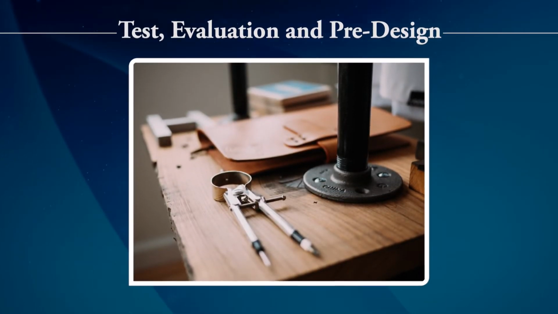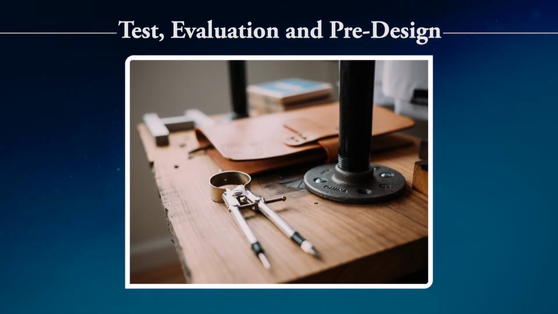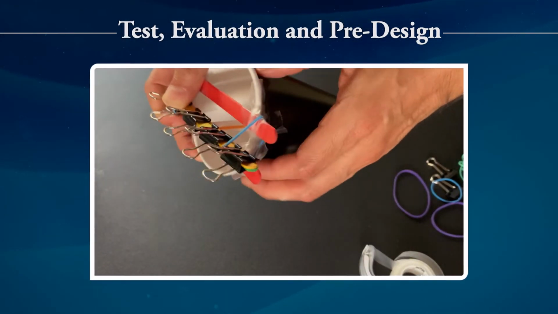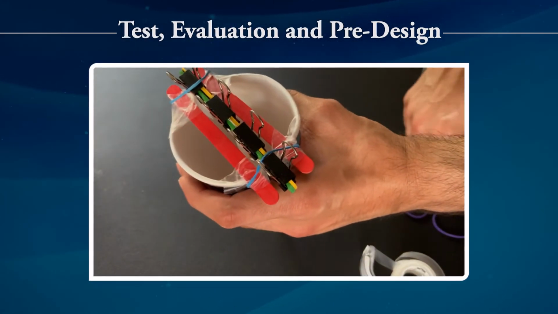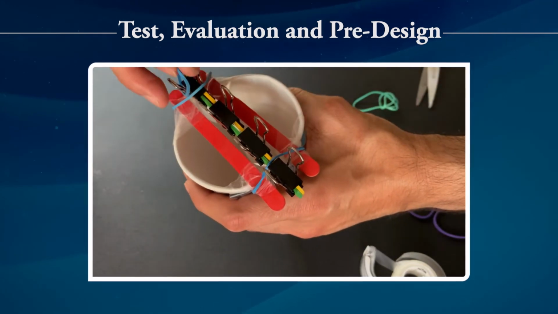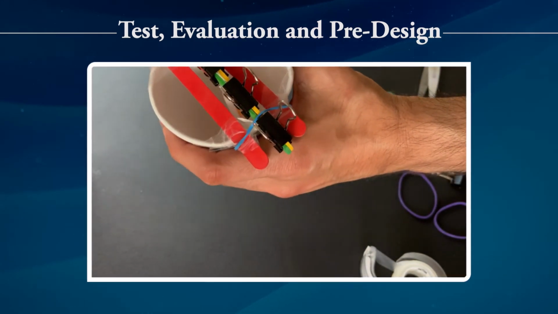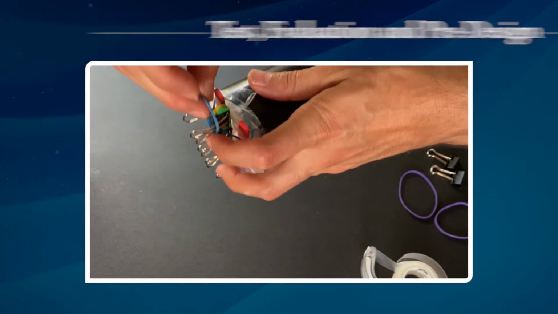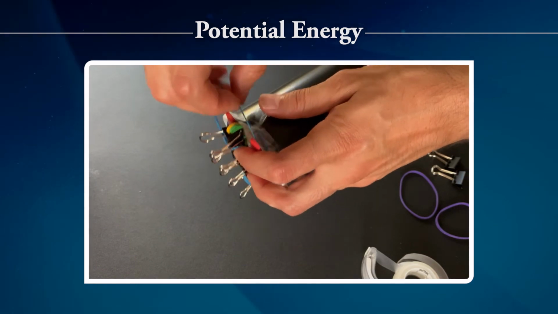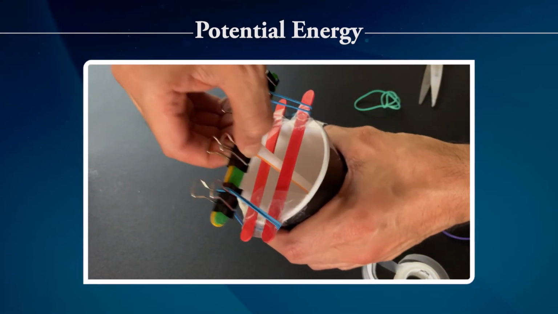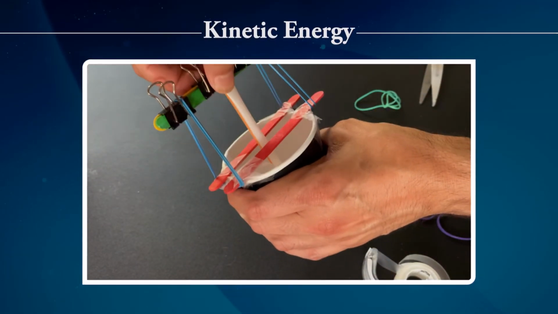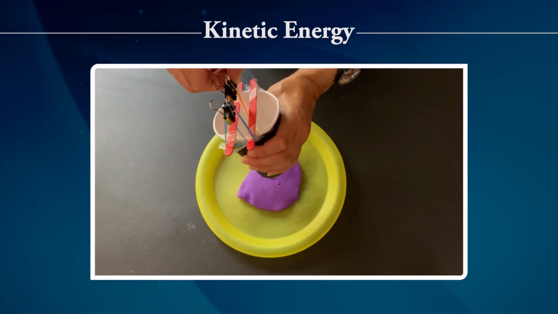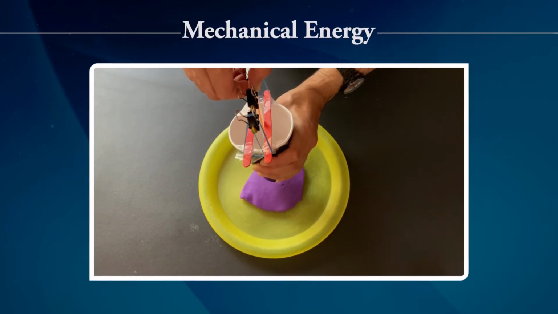Test, evaluation, and redesign. If the straw breaks or bends, cut off the broken piece or use a new straw. To increase the force of the plunger, try adding more rubber bands. When you stretch the rubber bands, they accumulate potential energy. When you release the rubber bands, the potential energy changes to kinetic energy. When the straw hits the potato, the kinetic energy changes to mechanical energy and does work.